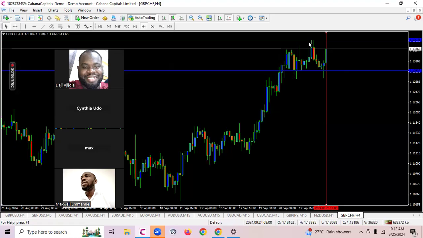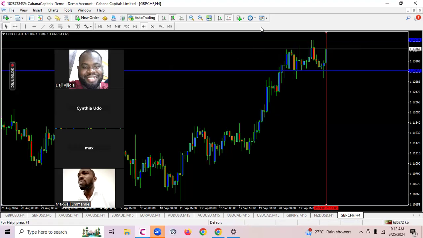If this liquidity gets cleared, if you are able to clear this equal high, wait for a bearish reversal pattern to form before you sell GbpCHF. Sell below support or wait for liquidity to be swept before you go bearish. I hope that is clear.